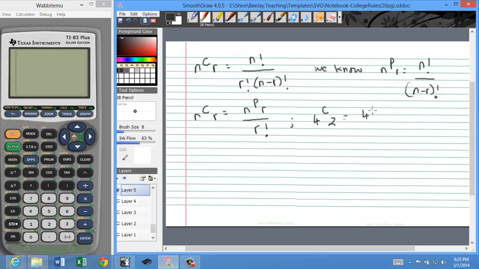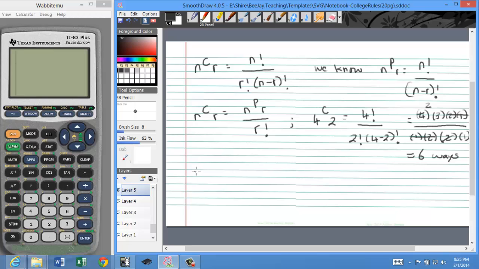So that being said, if we want to find 4C2 in our problem, I could have done it this way: 4 factorial over 2 factorial times 4 minus 2 factorial, which would give me 4 times 3 times 2 times 1 divided by 2 times 1 times 4 minus 2 factorial, which is 2 factorial, so it's 2 times 1 again. I could cancel these out, and I'd end up getting 6. This is nothing but the same answer that I had when I wrote things out.